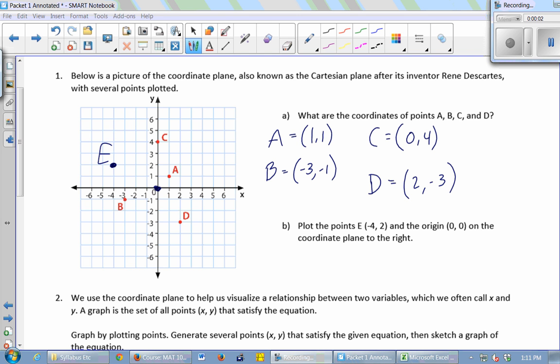Okay, so coordinates of A are 1, 1, right? Because to get to point A, you go right 1, up 1. Yes. Good. Coordinates of point B, to get to B from the origin, you go left 3, down 1. So it would be -3, -1. You guys get the idea? You remember how to plot points?